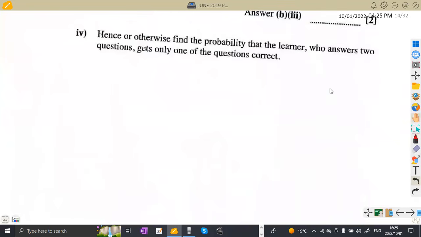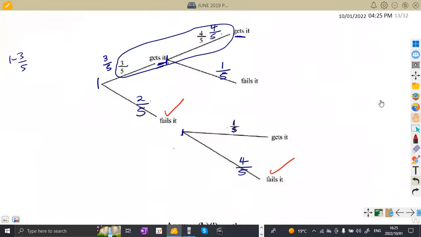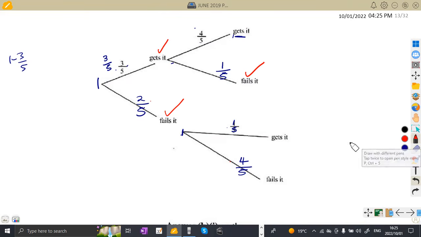Let's see the other part. Again, find the probability that the learner who answers 2 questions gets only one of the questions correct. So only one. Okay, so what does it mean? If we say only one, it means, okay, let's get back to the diagram. Here on the diagram, it means this learner is going to have something of this nature. Okay, let me remove this. One is supposed to be correct. So the learner can get the question correct first time, and the second time, the learner must fail. That is, one must be correct. Or it can be this condition where the learner fails the first question, then gets the second question correct.